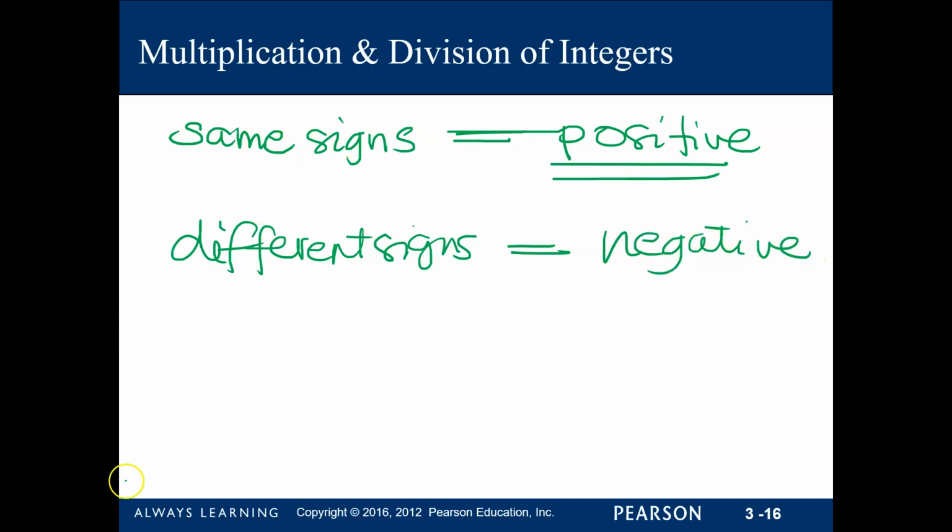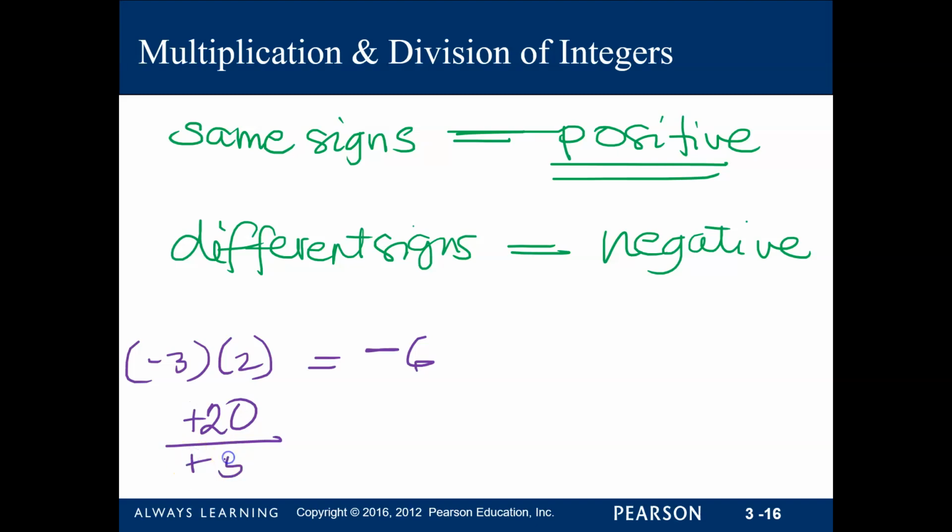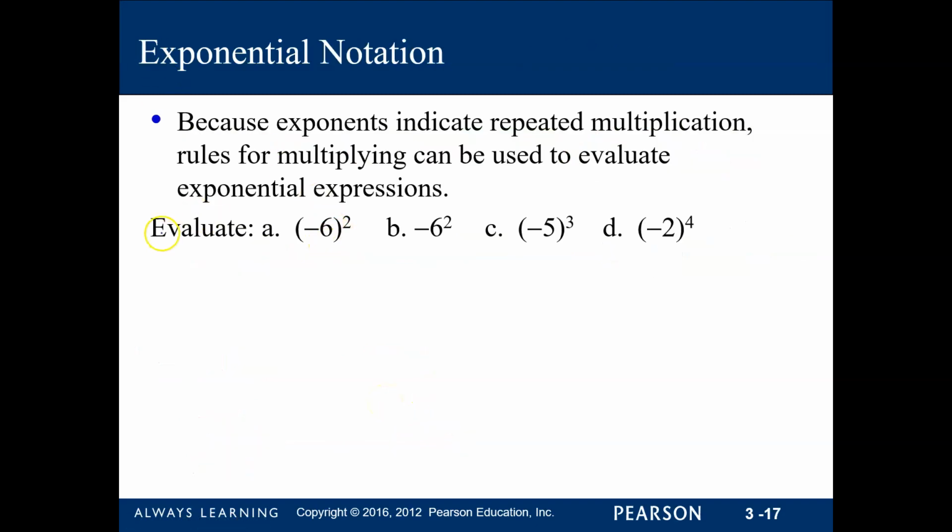So let me give you some examples. Let's say I have negative 3 times positive 2. As you can see, they are different signs, so I know that the answer will be negative. 3 times 2 is going to be negative 6. If I have 20 divided by positive 5, both of them are positive, so they are both the same sign. So I know that the answer would be positive. 20 divided by 5, that's going to be 4.